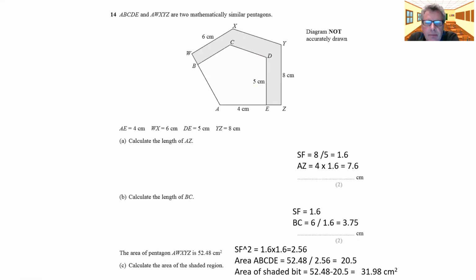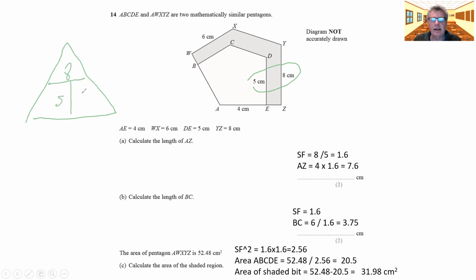Right, the answer. First job, we work out the scale factor. Now the two lengths which we can actually link are the 5 and the 8. So we think of our magic triangle, not so wonderful. L big's 8, 5, so your scale factor is that divided by that, which is 1.6. And that is your scale factor.